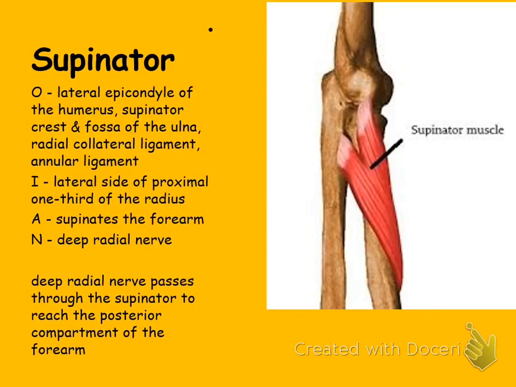Supinator originates on the lateral epicondyle of the humerus and inserts on the lateral aspect of the proximal one-third of the radius. So it's designed to supinate the hand. It rotates the hand from pronation, flat, to upward, so that you can put soup in it, supinator.